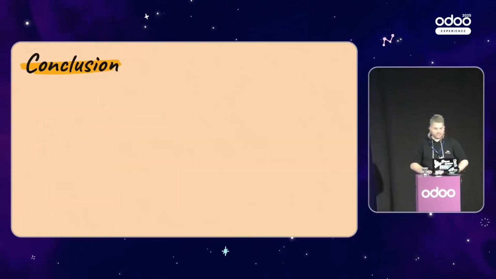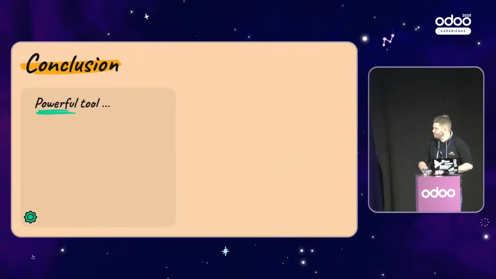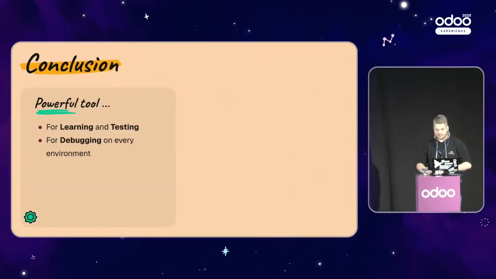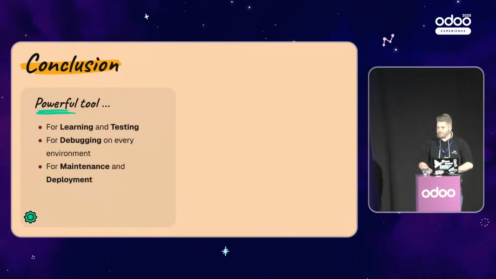So we are now reaching the conclusion. As we saw, the Odoo Shell is a powerful tool for learning and testing, for debugging on whatever environment, be it staging or even production, and for maintenance in deployment.